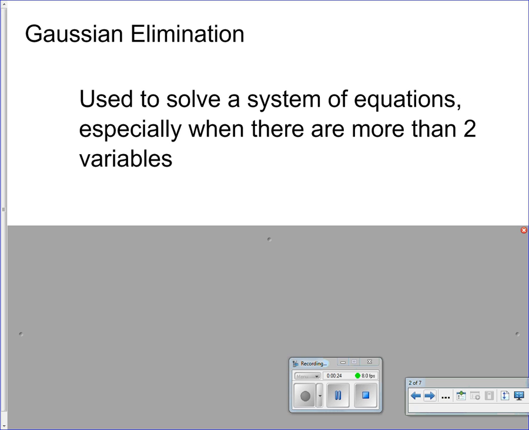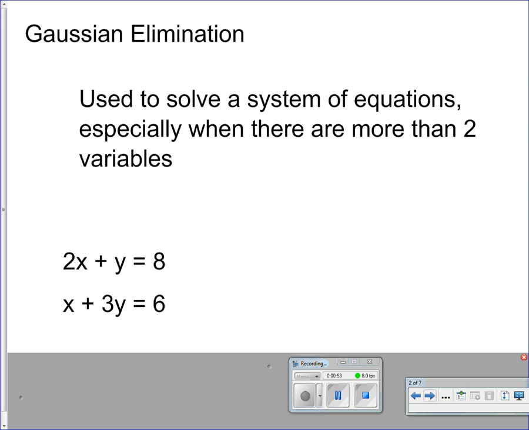So last year in Algebra 2, you learned about the elimination method. You probably practiced the substitution method, even graphing. And those were great when we had 2 variables. But once we had 3 variables, solving by substitution or elimination started to get a little tricky. So we have our Gaussian elimination, which is a method that will make it pretty easy to solve for a matrix that has 3 or more variables. But we're going to start with a matrix that just has 2 variables, just as an example.